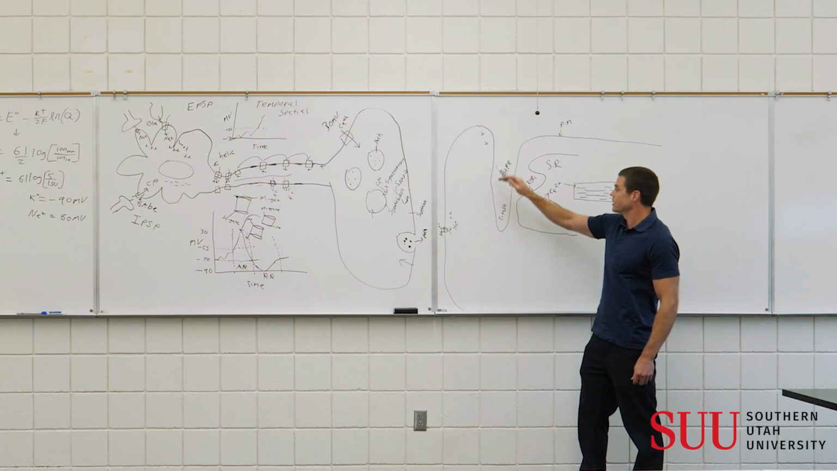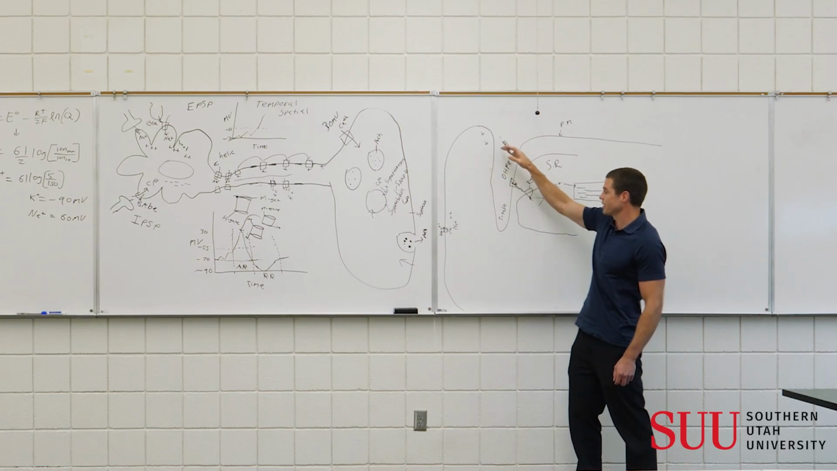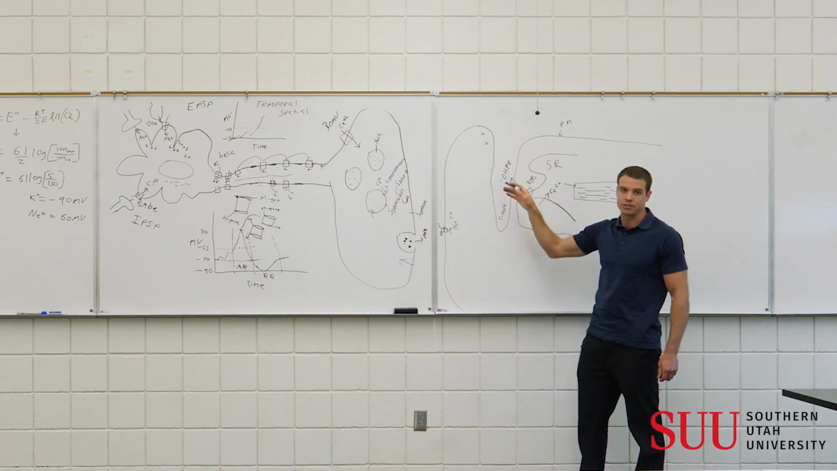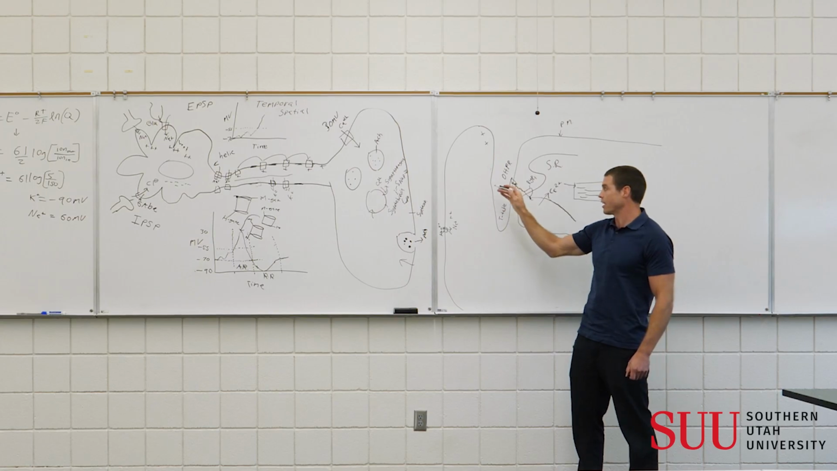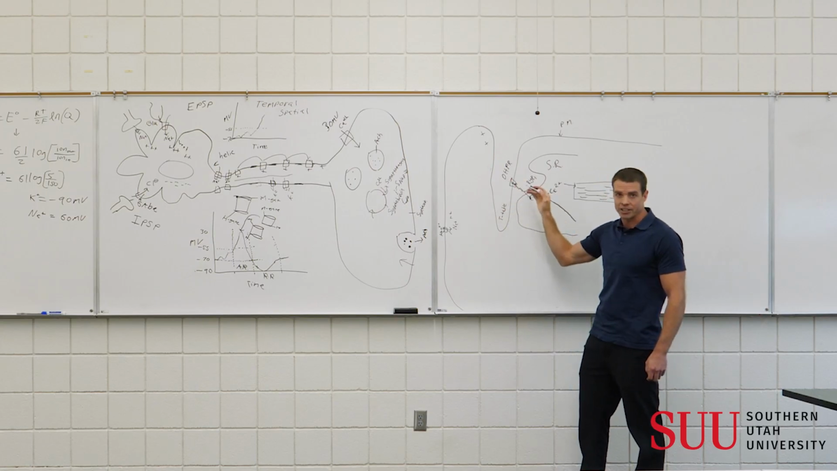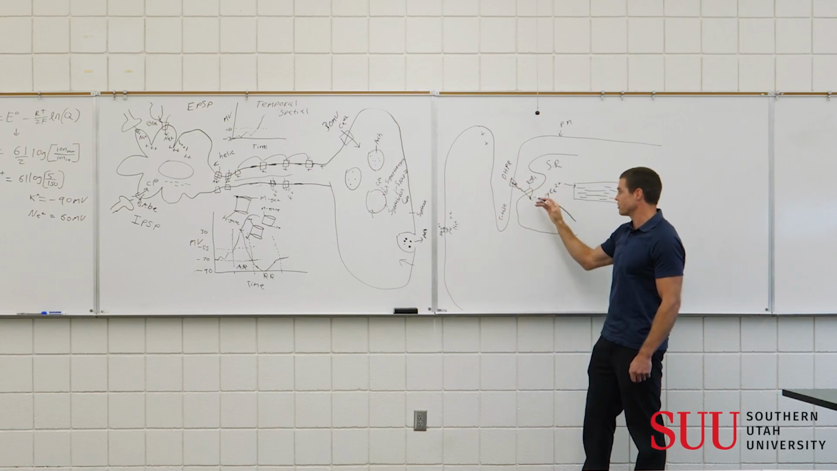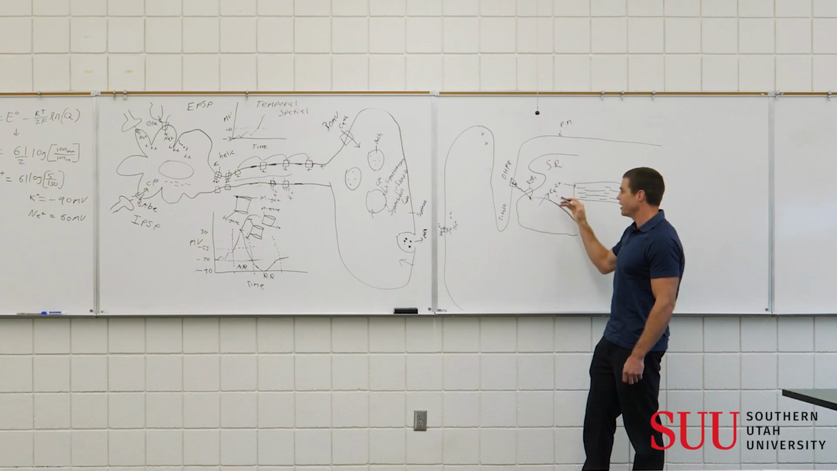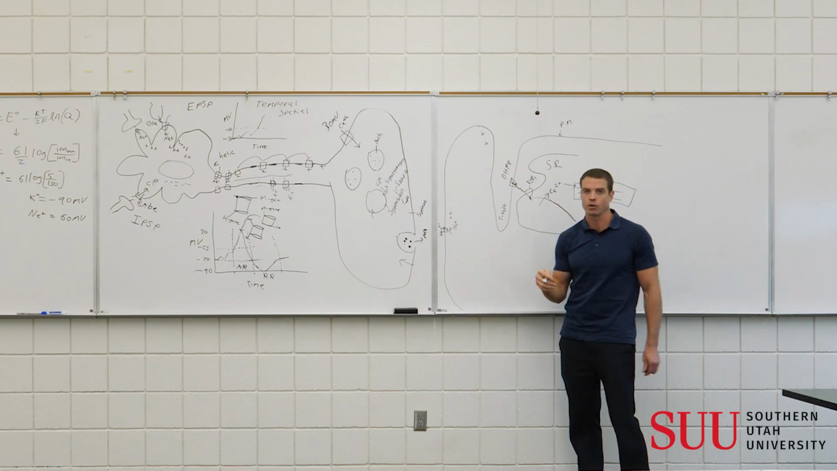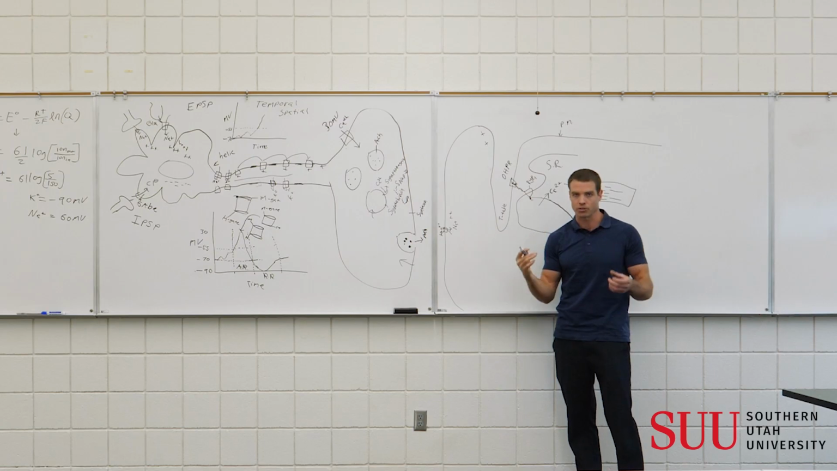So again, voltage comes through here, gets carried through, gets sensed by the L-type calcium channel, the dihydropyridine channel. That's going to pull on the ryanodine receptor. The ryanodine receptor is going to allow calcium to enter into the sarcoplasm, where it's going to bind to troponin C and start muscle contraction.